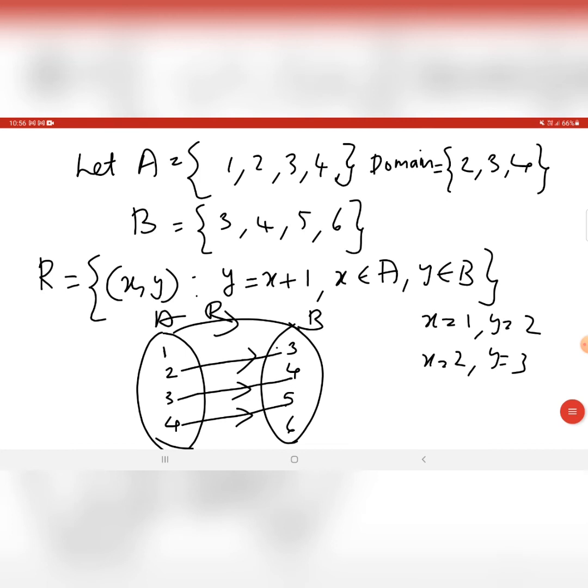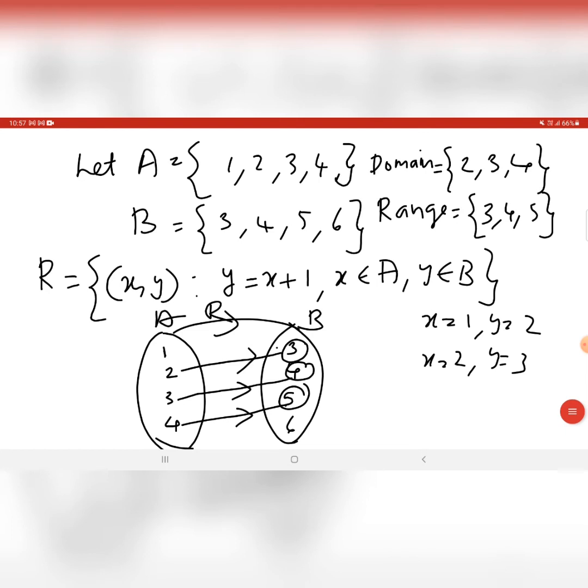Now, range means the set of all elements in second set B which has relation with the elements of A. So which are they? 3, 4, 5. So set 3, 4, 5. So if you write the relation in roster form, the set of all first elements is known as domain, and the set of all second elements is known as range. So first elements means elements of the first set, second elements means elements of the second set.